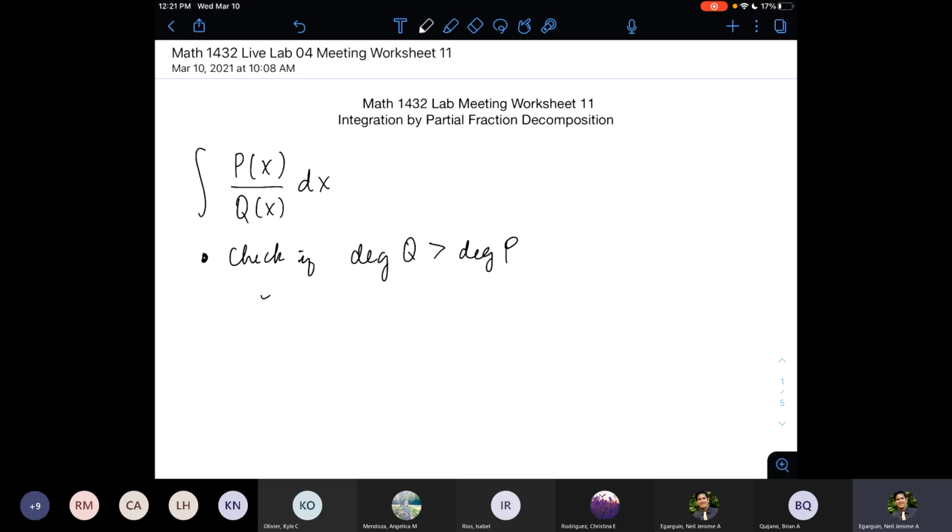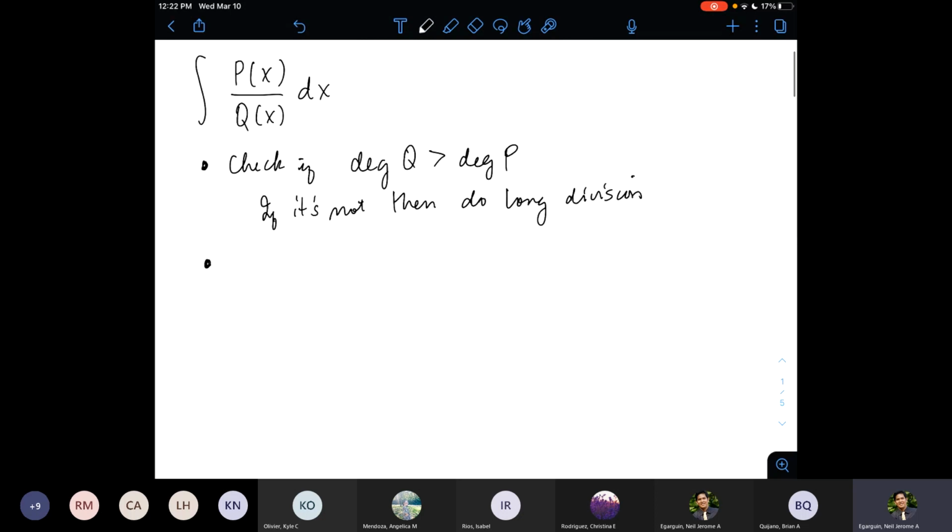So if it is not, then you need to do long division. Because partial fraction decomposition only works when the degree of the top is strictly less than the degree of the denominator, right? So make sure you got that right first. And then the next thing is to factor the denominator.